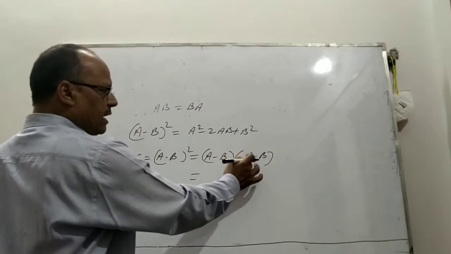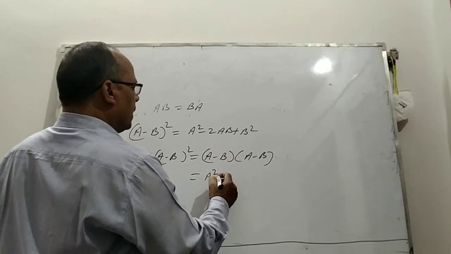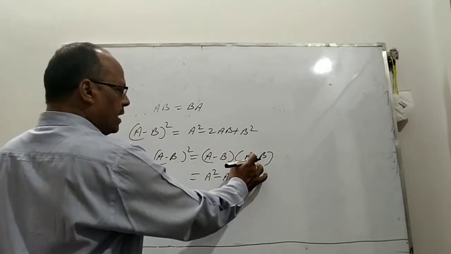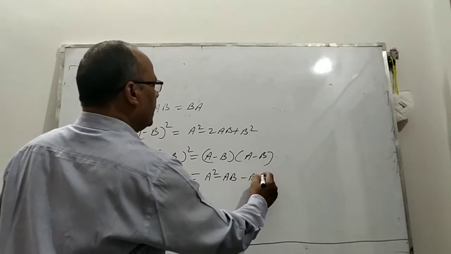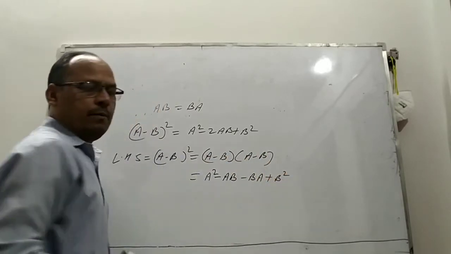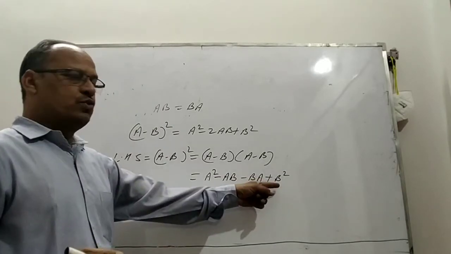Then A is multiplied to A, A square. A is multiplied to B, minus AB. B is multiplied to A, minus BA, plus B into B; according to the power of a matrix, you can write B square.